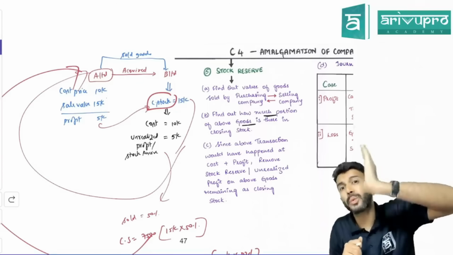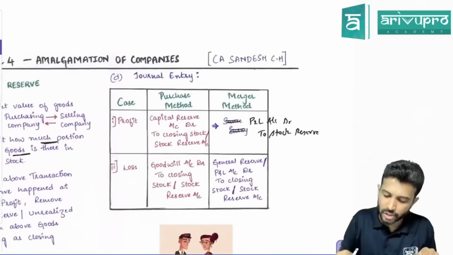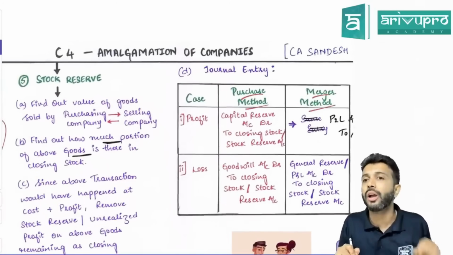So closing stock you will credit. The only question is what you will debit. That depends on the method. That's what I've summarized over here. First, you need to check whether it is a purchase method or merger method.